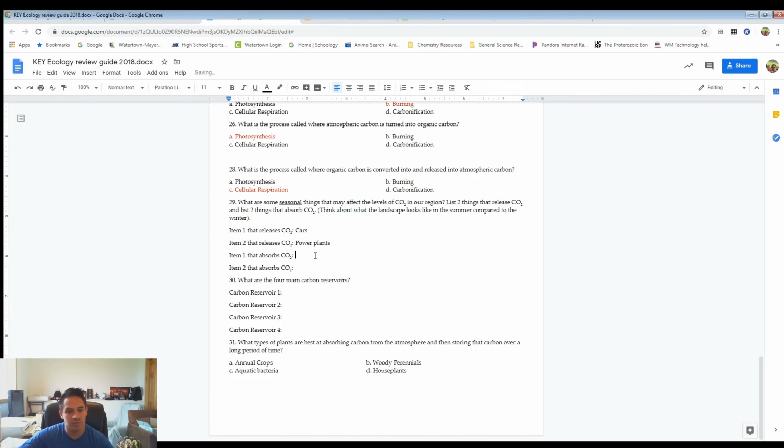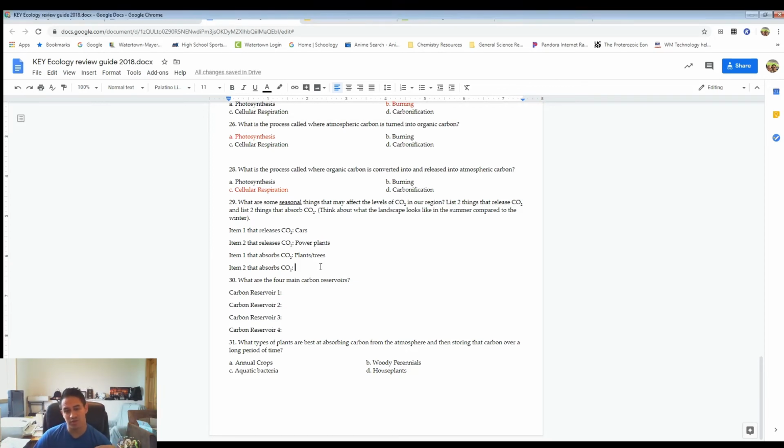As for something that absorbs CO2, there are not many things that take CO2 out of the air, but one of the main ones, of course, is plants and trees. So item one that absorbs CO2, we say plants/trees. They do photosynthesis all the time, and so they pull carbon out of the air.